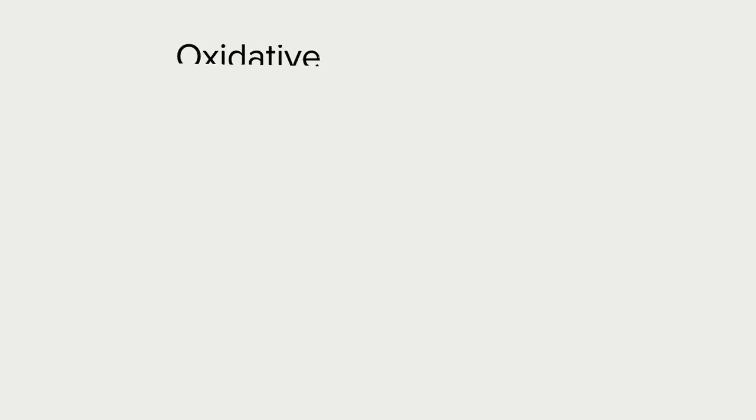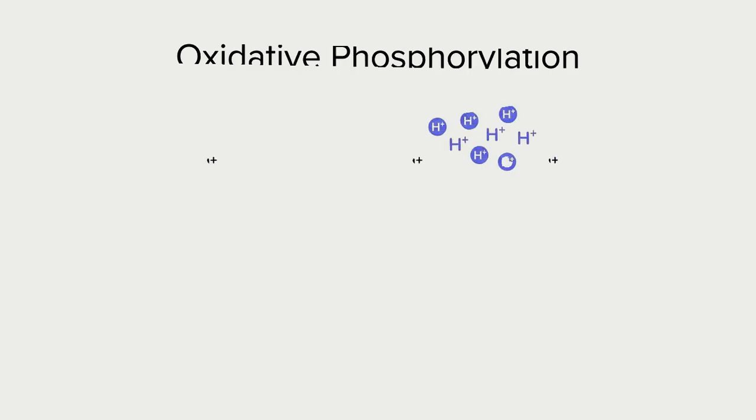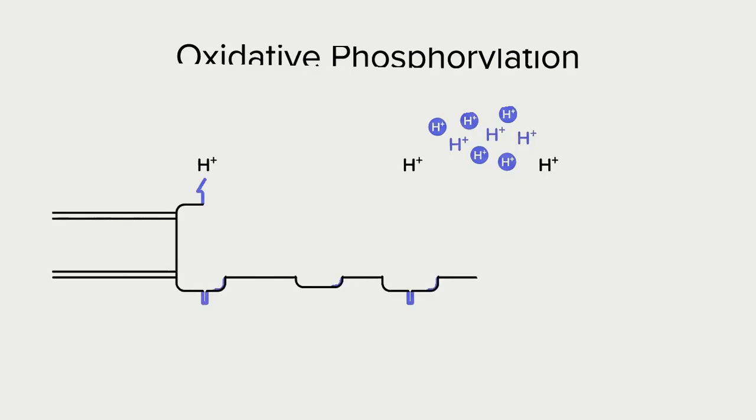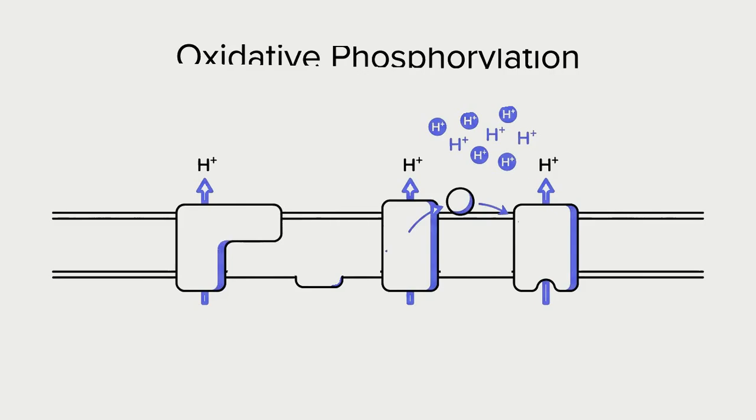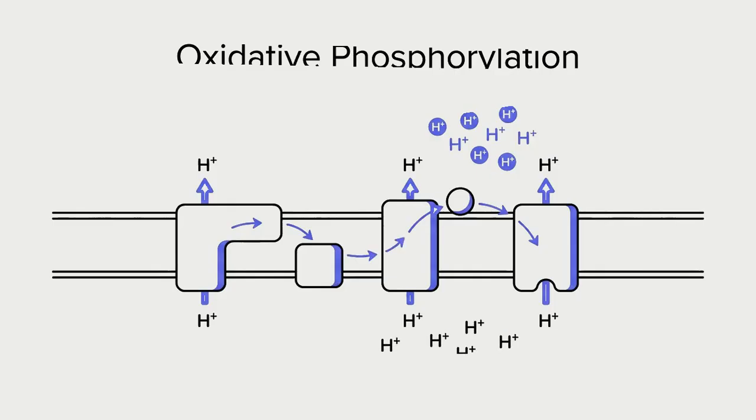Now comes the most important stage, oxidative phosphorylation. This is where most ATP is made. NADH and FADH2 deliver their electrons to the electron transport chain, a series of proteins in the inner mitochondrial membrane. As electrons move through the chain, their energy is used to pump protons across the membrane. This creates a proton gradient, which stores energy.